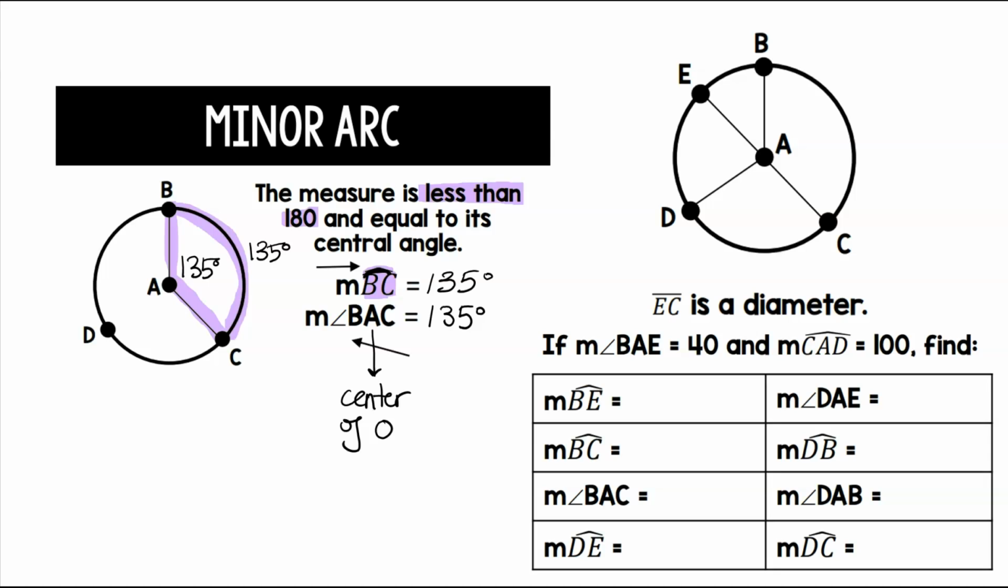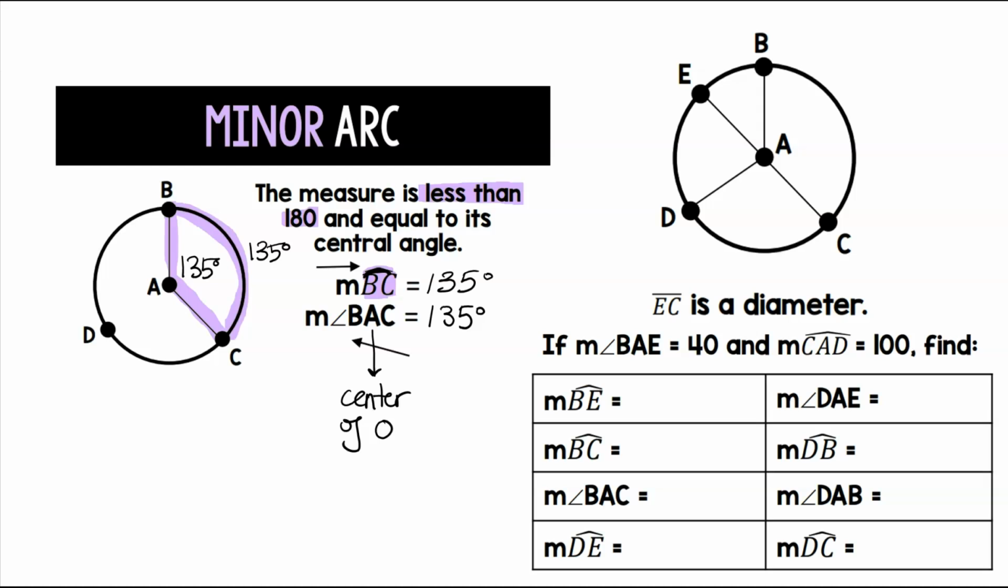Again, this is a minor arc because it is less than 180 degrees, and minor arcs are named with two letters. If we said BDC, we would have driven from B all the way around to the left to D and then to C, making that more than 180 degrees, and that's not a minor arc.